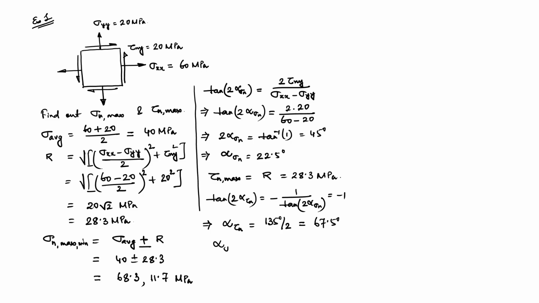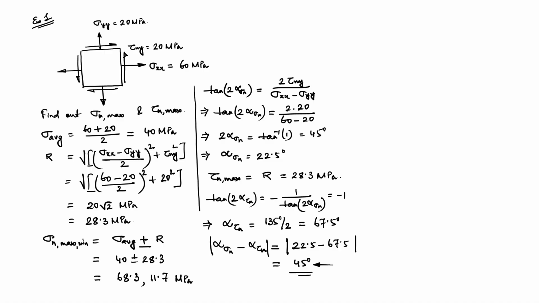So, alpha sigma n minus alpha tau n is equal to the difference between these two angles, 22.5 minus 67.5. Let us take the absolute value, and if you work it out, this is 45 degree. Obviously, that is the value between the principal stress and maximum shear stress that we derived earlier. Now, we will also see what is the meaning of this value in Mohr circle in a minute.